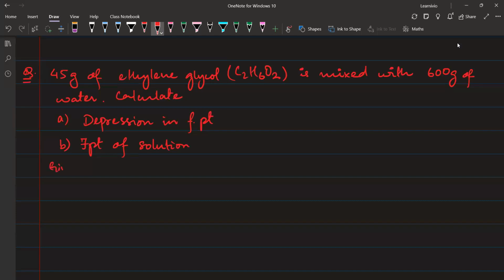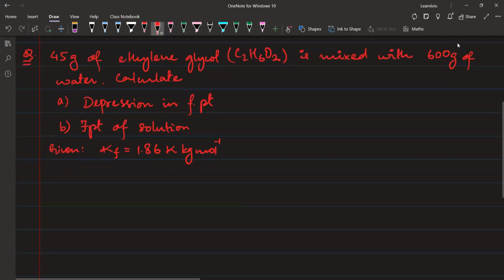You have been given the value of Kf, it is equal to 1.86 Kelvin kg per mole. Okay, so for C2H6O2, you need the molecular mass of C2H6O2. I hope you can calculate that. Carbon is 12, hydrogen is 1, oxygen is 16.